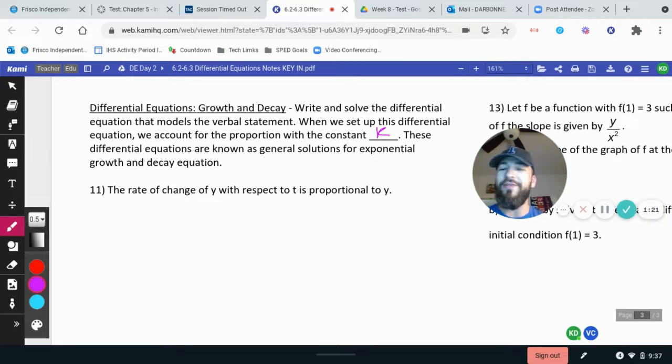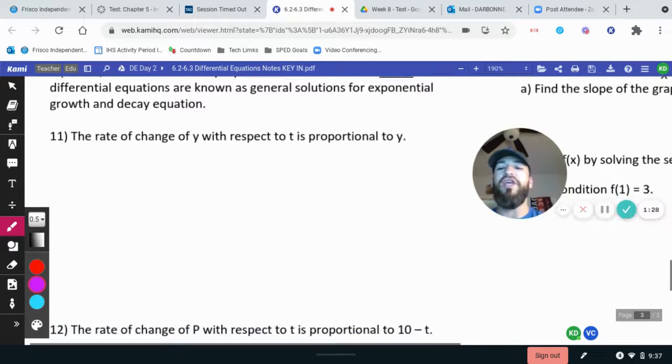So we're going to kind of do the same thing. We're doing the groundwork for those exponential functions. Well, let's get into it. So number 11, the rate of change of y with respect to t is proportional to y. Let's read that first part.